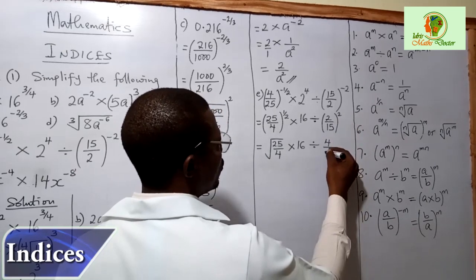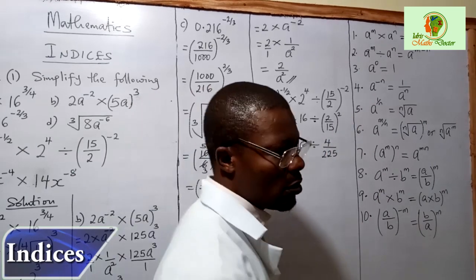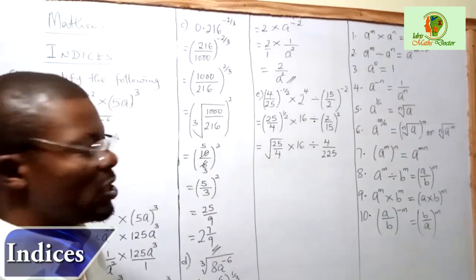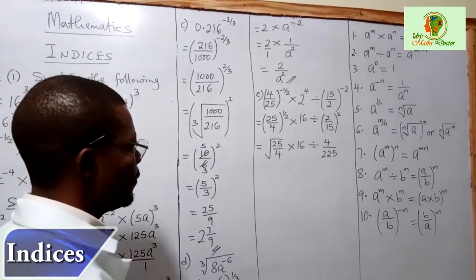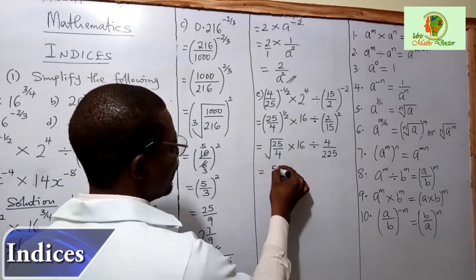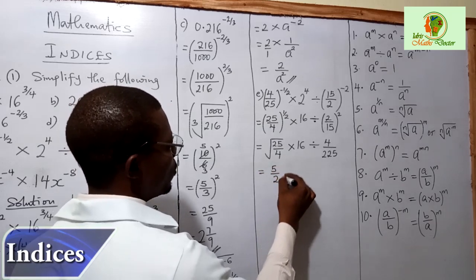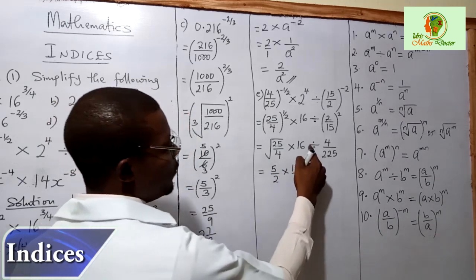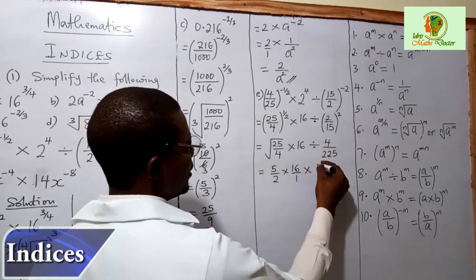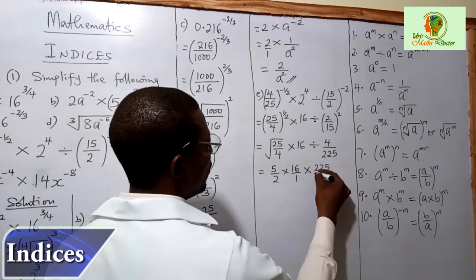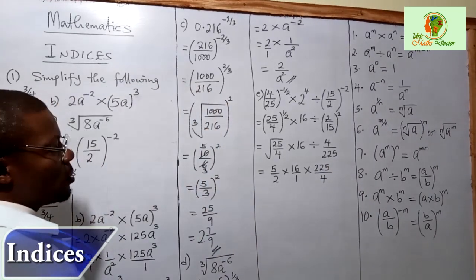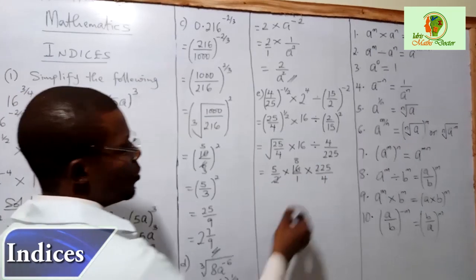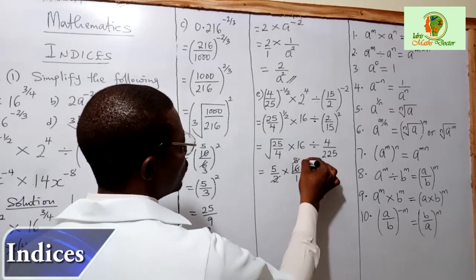And 15 raised to power 2 is what? 225. You can use your calculator, but there are some certain things you just have to know. And 15 times 15 is 225. What is the square root of 25? 5. And what is the square root of 4? 2 times 16. Over 1, make it a fraction. Division changes to times, this fraction will turn upside down. So we have what? 225 all over 4. We can cancel out 2 here, 1, 2 in 16, 8. 4 here, 1, 4 in 8, 2.